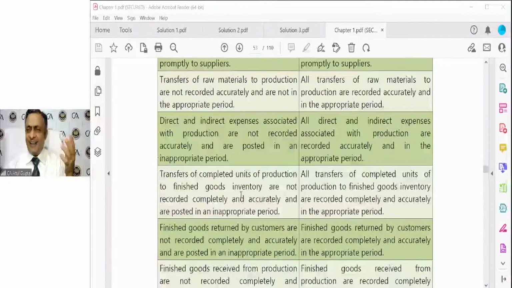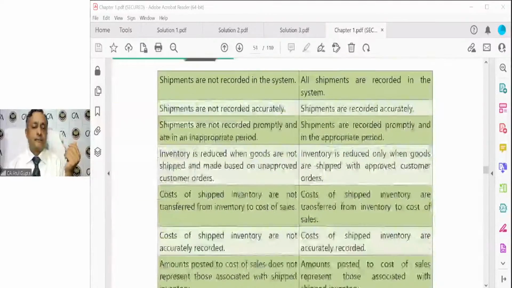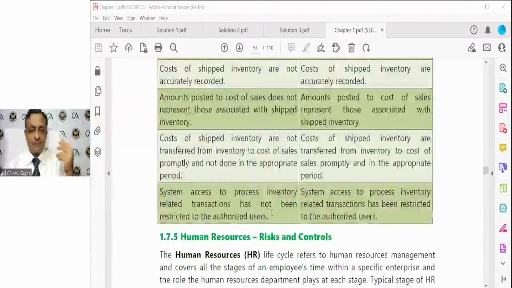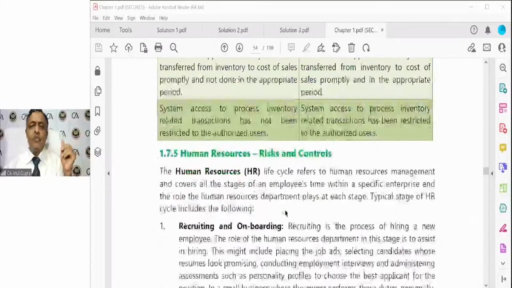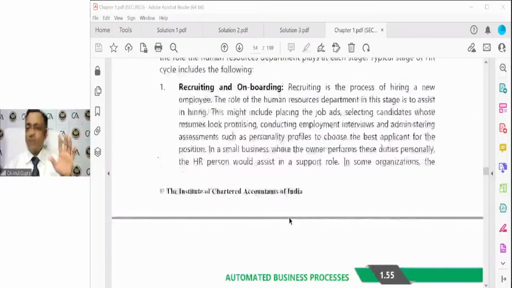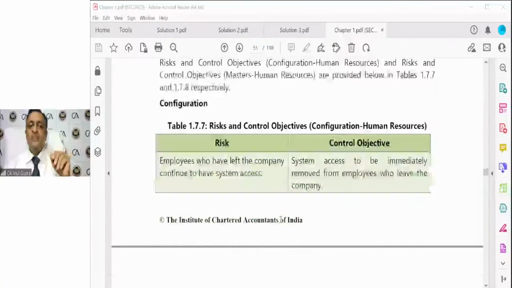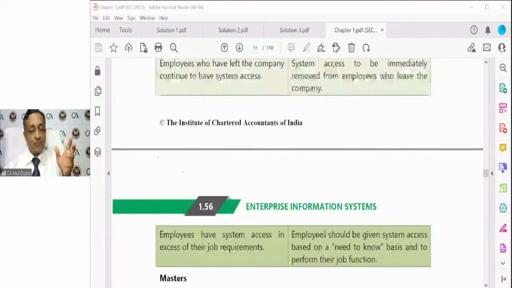Okay. So then I'll ask you to go through them. It's a long list. Then human resource, risk and controls, HR, recruiting, onboarding. So these are steps. Our concern has to be risk. Employee who has left must not have access to system.